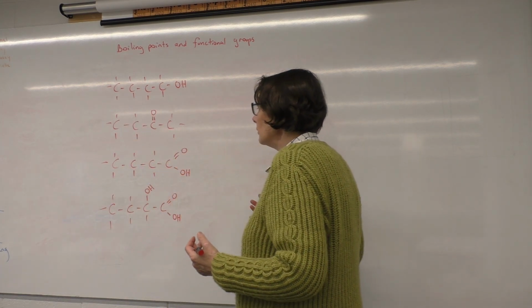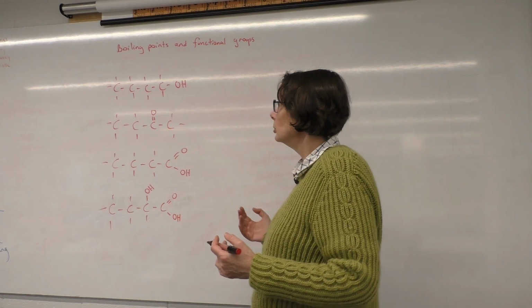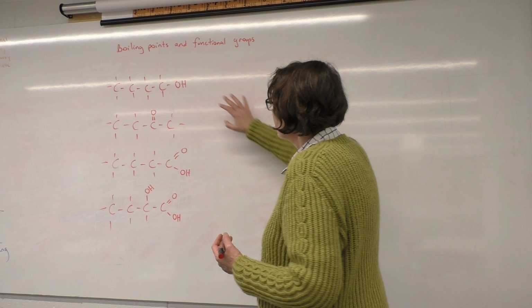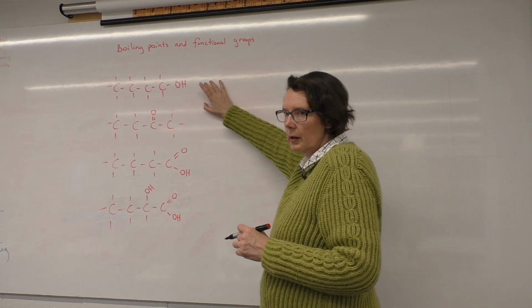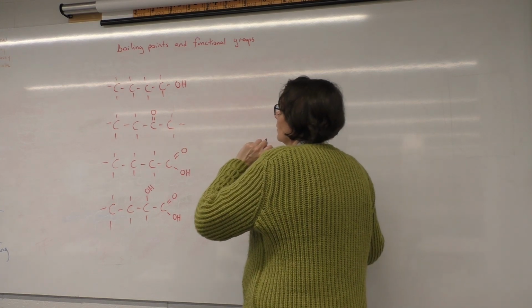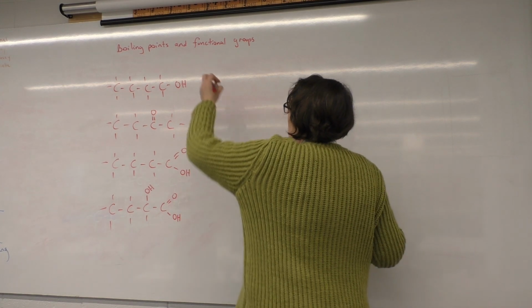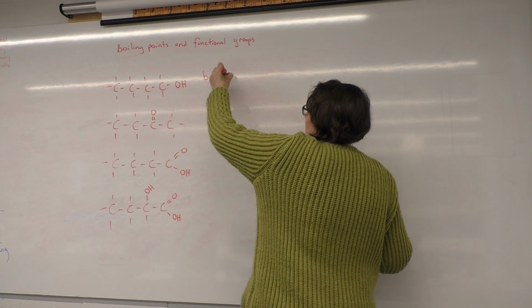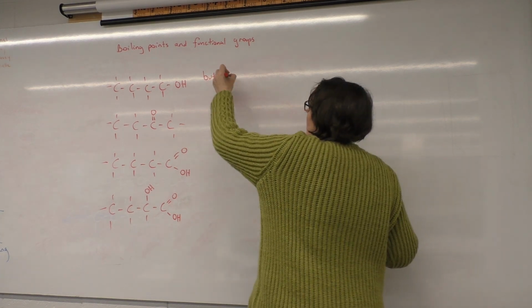And we don't even really need to worry too much about naming, but if you can name them, then that's a good thing. What's our first one here? Yeah, it's an alcohol. What kind of alcohol is it? Butane 1-ol.